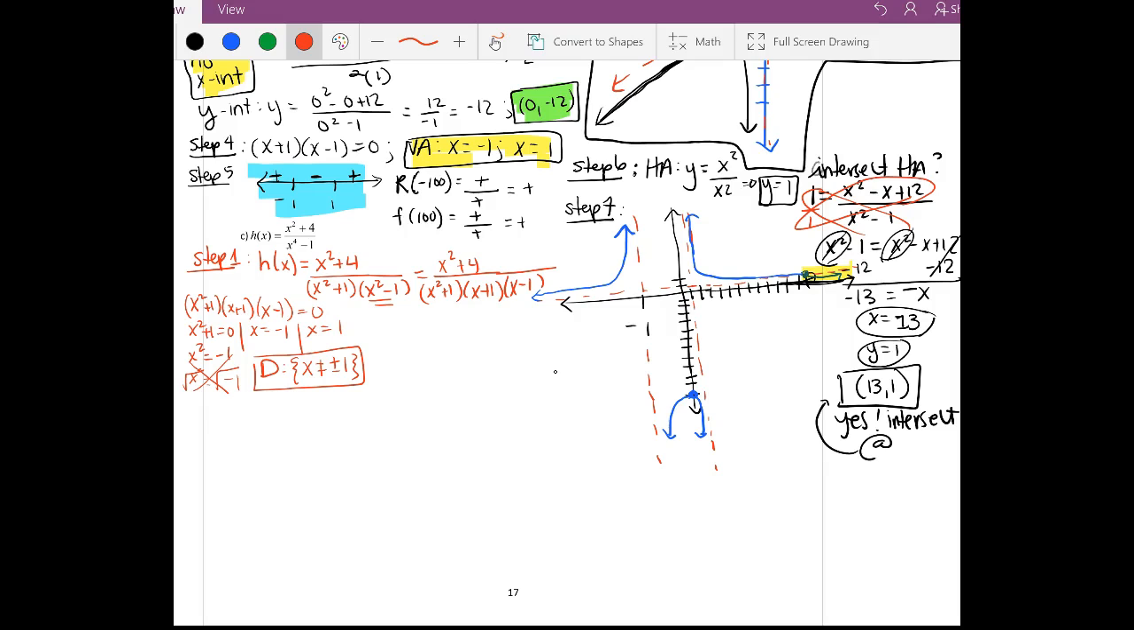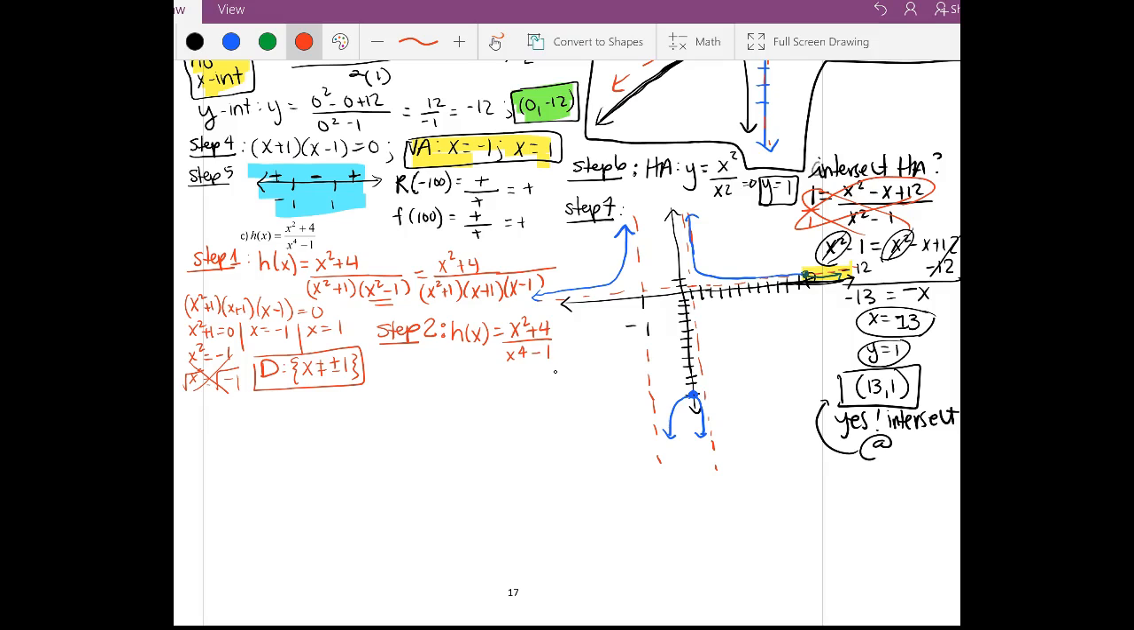Step number 2, can I reduce it? And the answer is going to be no, I cannot reduce any of this, okay? Because I can't reduce it, you can just write the original, which is fine by me. x squared plus 4, and yes, this step is mandatory, okay?